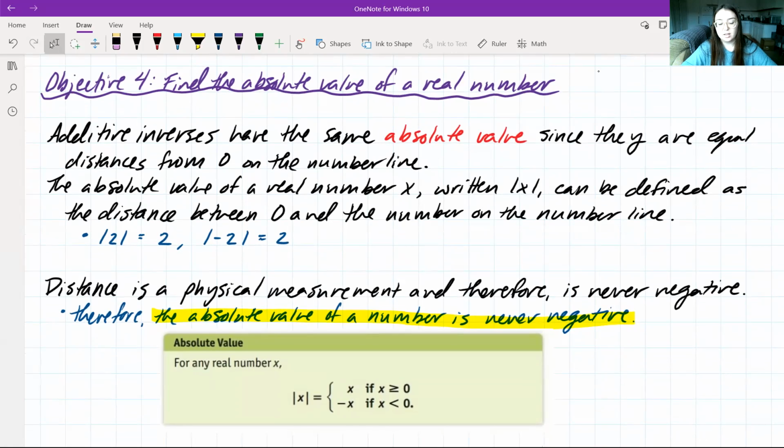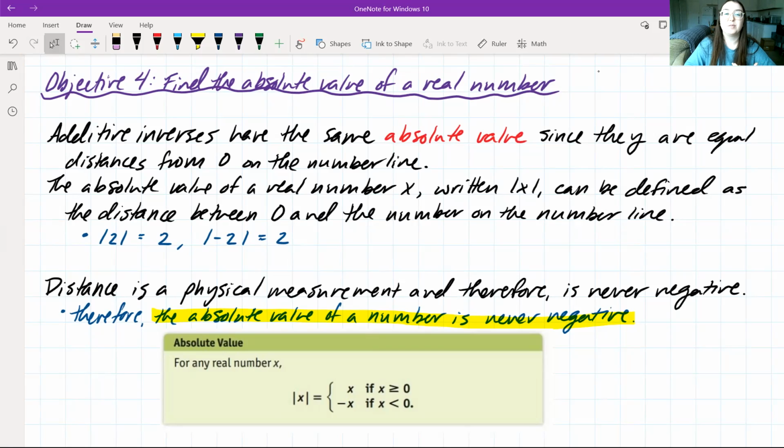line. This just tells us that if we take the absolute value of 2, that value is still going to be 2. And if we take the absolute value of -2, that value will also be +2. And this is because distance is a physical measurement, and therefore it is never negative. If you walk 2 feet in front of you, and if you walk 2 feet behind you, starting at that base starting point, you're walking 2 feet either way.